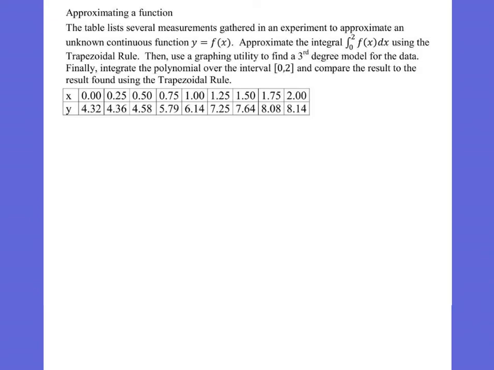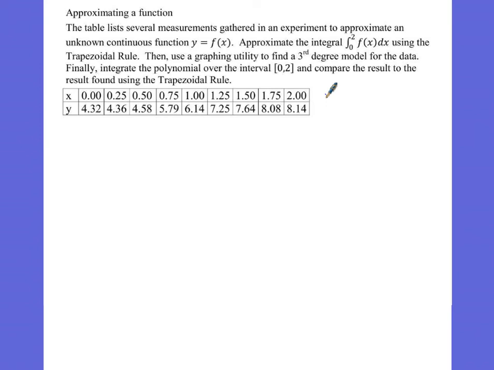Using the trapezoidal rule is useful when you either have a function that is ridiculously impossible to integrate or you don't have a function at all. This is where the trapezoidal rule really comes in handy. So we have a table here listing several measurements gathered in an experiment. The experiment is completely irrelevant. You can put whatever you want in here, it doesn't matter.